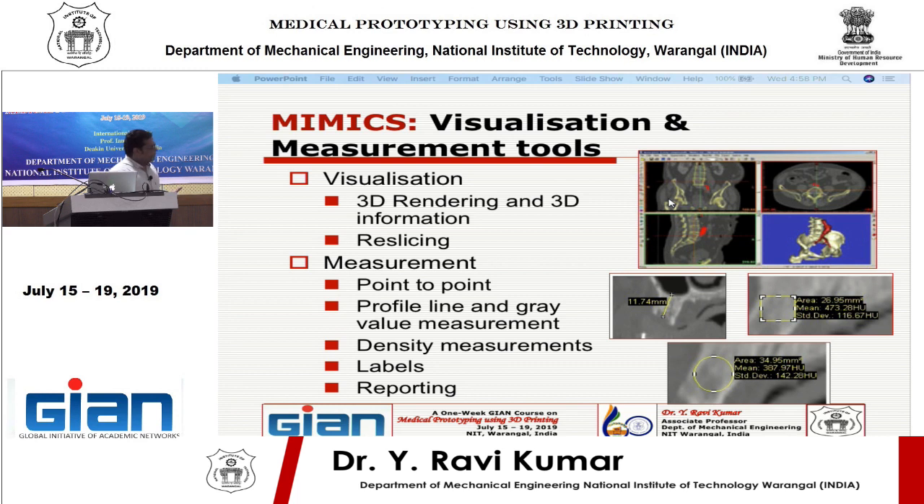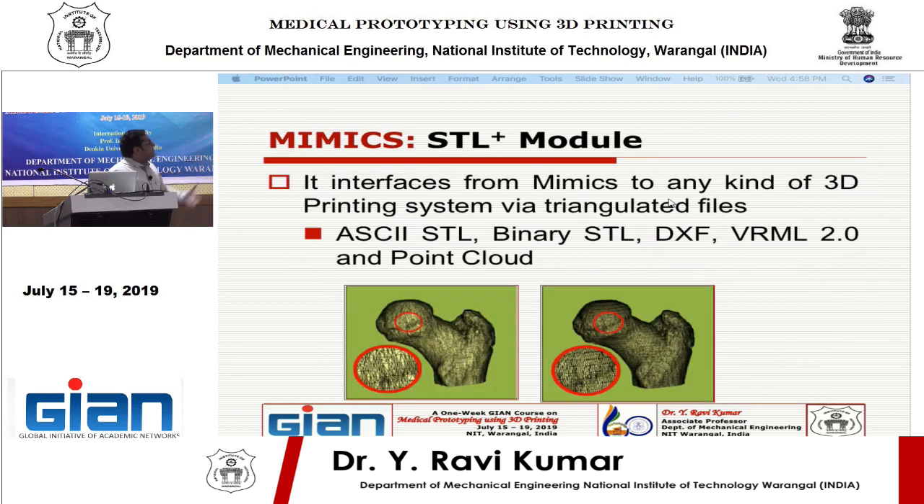And then the STL plus module, of course, it will create an interface to the 3D printing systems. So either you can save it as ASCII or binary STL, DXF, VRML, or point cloud data, which creates an interface to the 3D printer. So basically, the job of any medical image processing software is to create some interface as per your application. If it is 3D printing, it should be an STL file, and if it is FEM, it should be IGS, and it may be something else, it may be STEP, or something else.